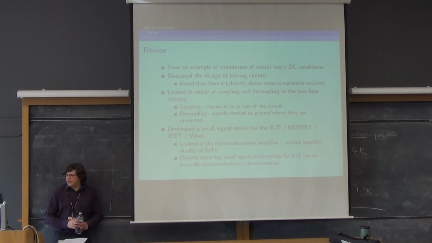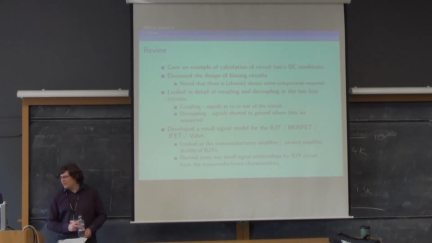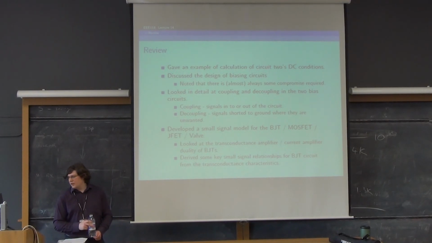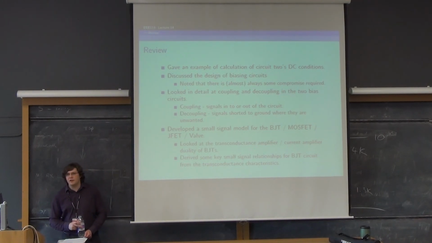That's more or less all I have for today. I nearly gave you an example of the second circuit. One is coming. And then after that we discussed some biasing circuits, and we said that there was almost always some compromise required in the design. And we talked about coupling for a bit. And then I said that sometimes we need to make sure there is no signal on certain nodes. And that will become more apparent when we look at small signals directly after Easter. And at the end I started developing a small signal model for the bipolar junction transistor. And we will go on to do some calculations with small signals in amplifiers when we get back after Easter.